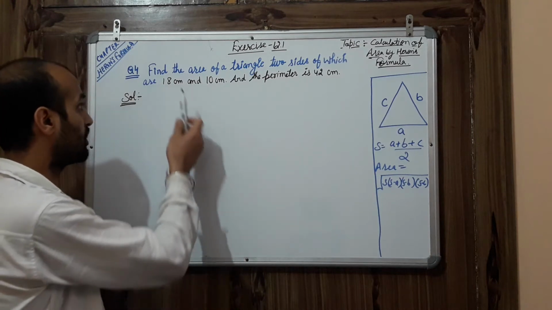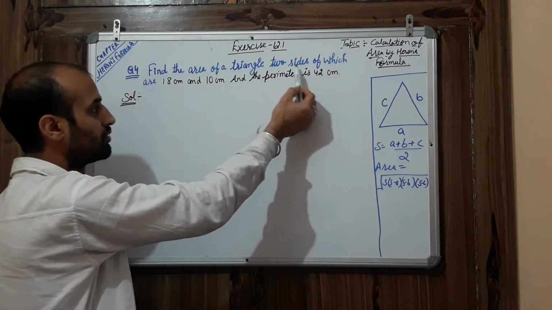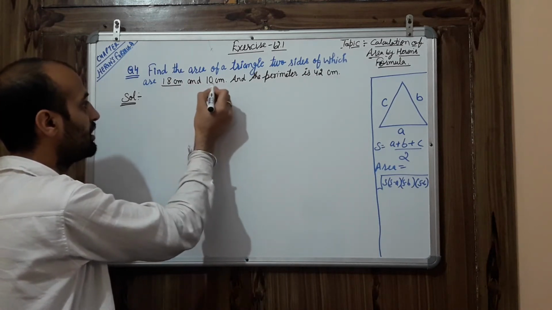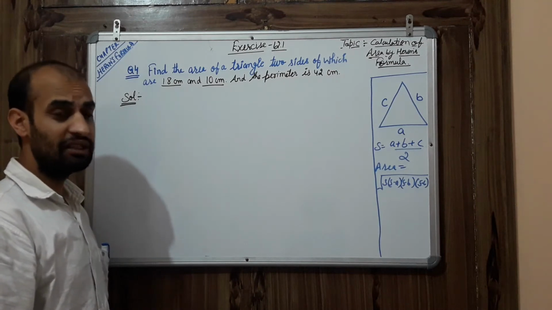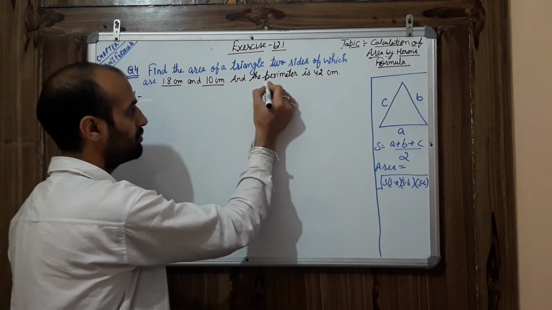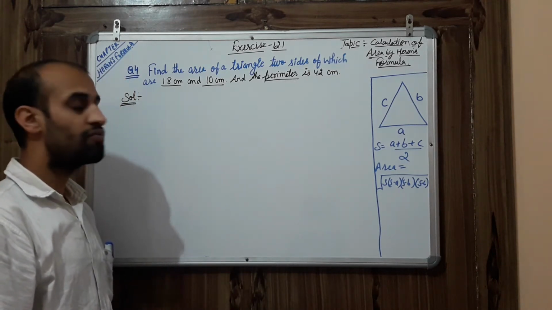So let's see. The question is, find the area of a triangle whose two sides are given to us, like one is 18 centimeter, next is 10 centimeter. The third side is missing here, as well as one more detail is given to us, perimeter. This is a very important word, perimeter. So the perimeter of the triangle is 42 centimeter.